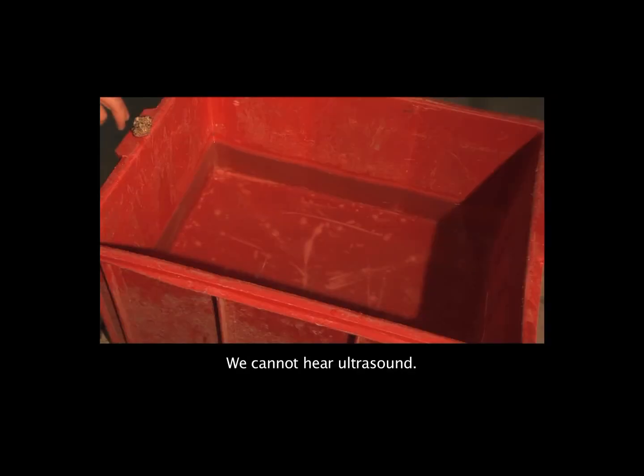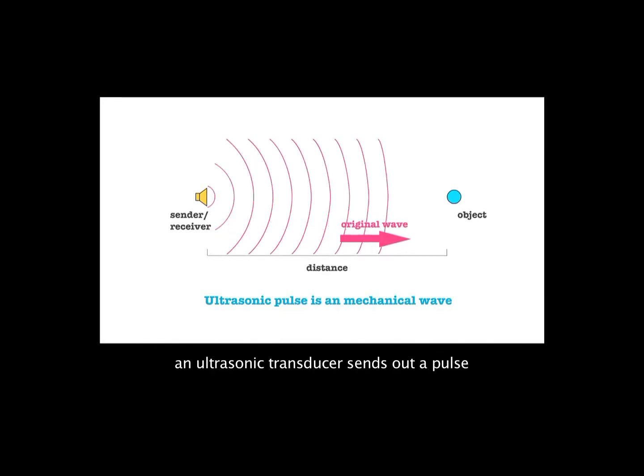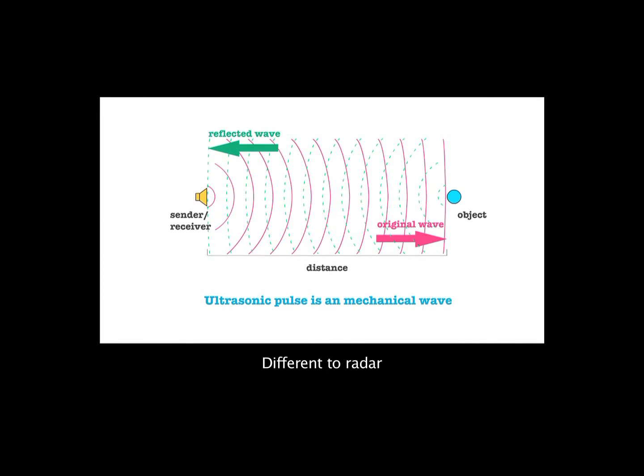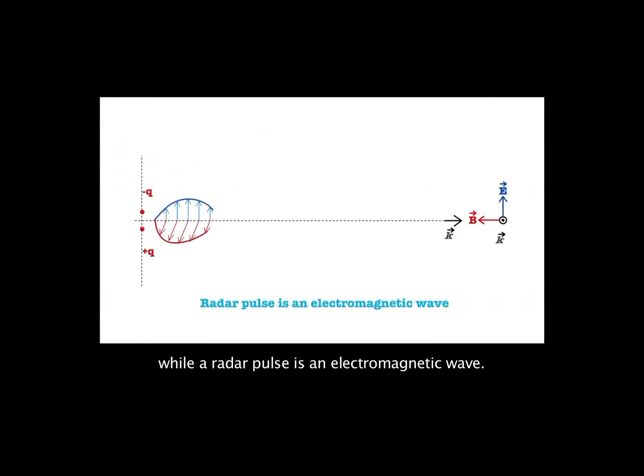We cannot hear ultrasound, but imagine how water responds when you drop an aggregate into a pool of still water. The principles are the same. Similar to radar, an ultrasonic transducer sends out a pulse and receives the reflections from an object. Different to radar, the ultrasonic pulse is a mechanical wave, while a radar pulse is an electromagnetic wave.